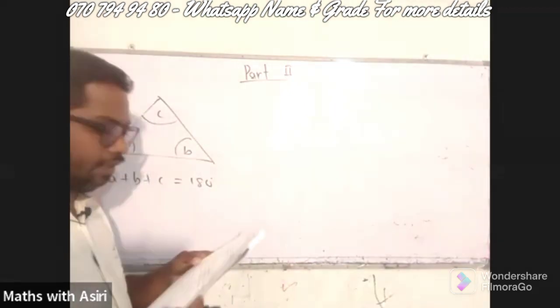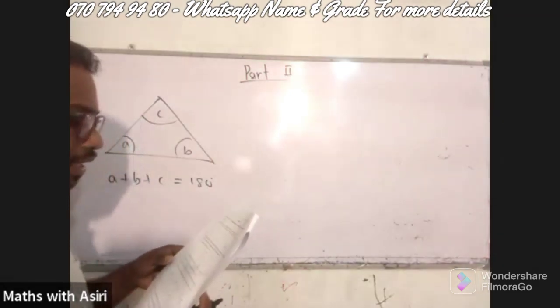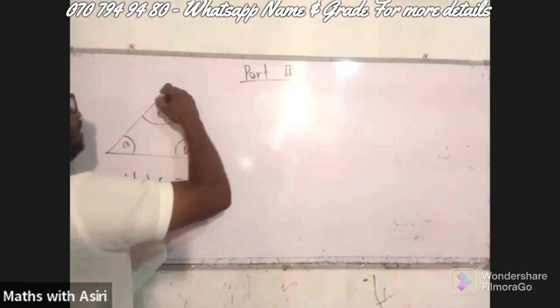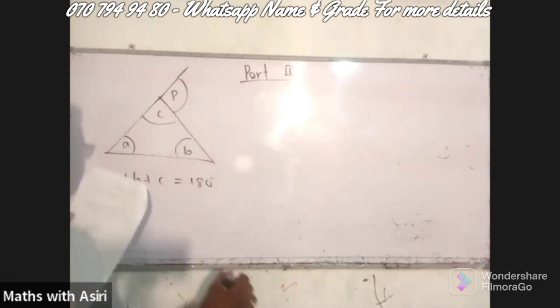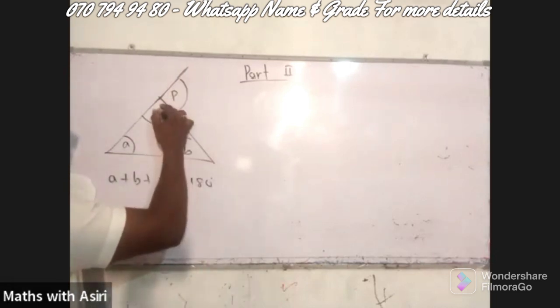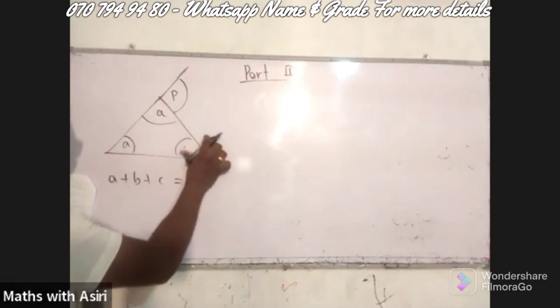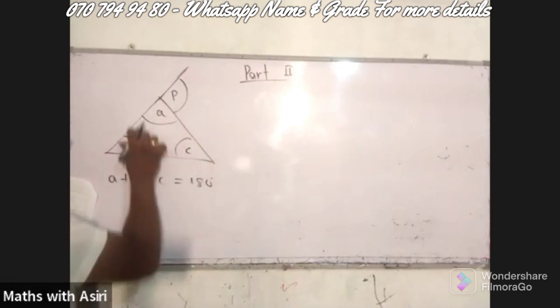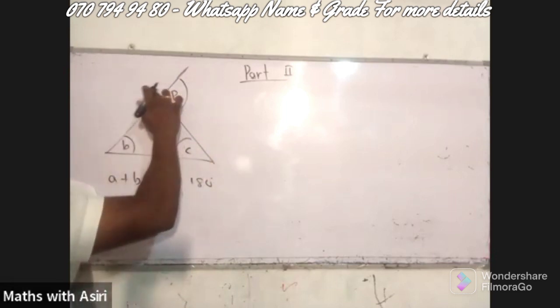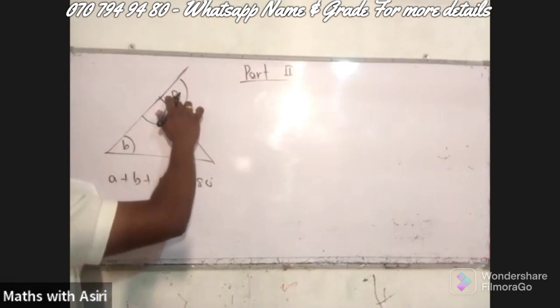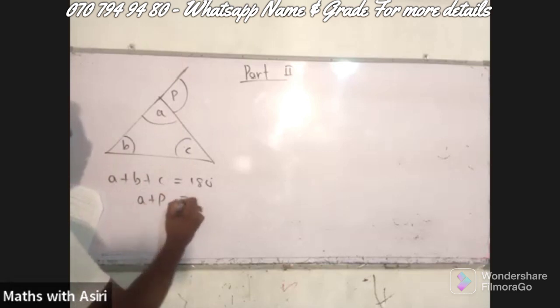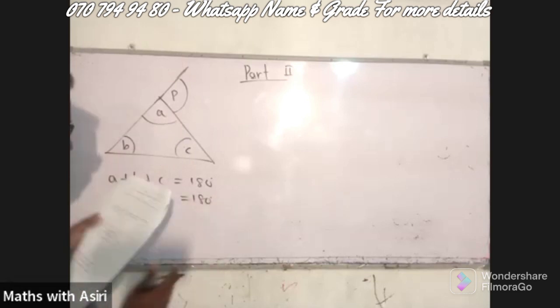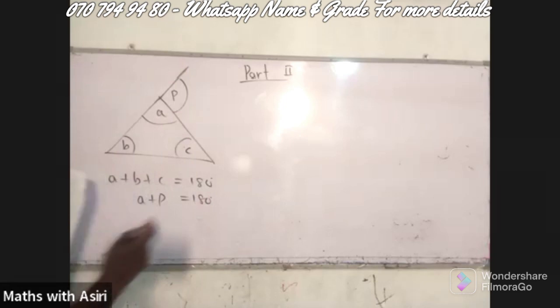180. Then again they ask A plus P. Then producing this side, they have built up the exterior angle P. So A plus P equals 180. A plus P, 180.